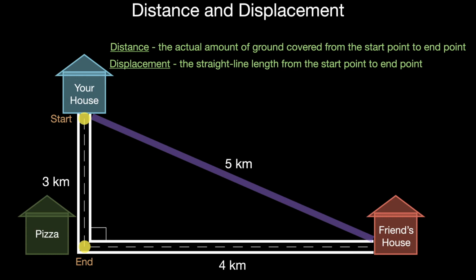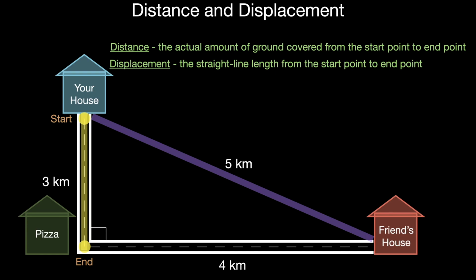Now, what is the displacement? In other words, what is the straight line length from the start point to the end point? Focus on the yellow dots. Yes, it's 3 kilometers. Now, there's one more thing about displacement. Displacement also takes into account the direction of motion. And check out our next video for a thorough lesson on that topic.